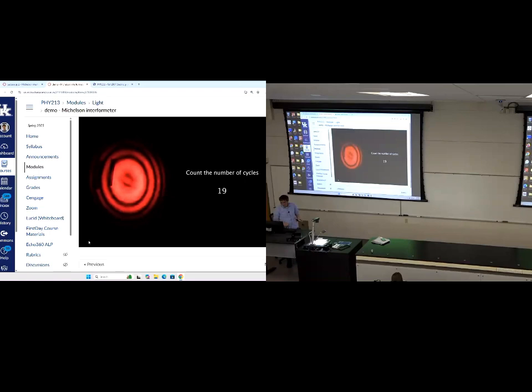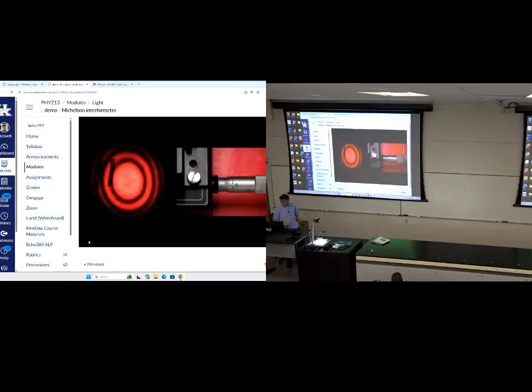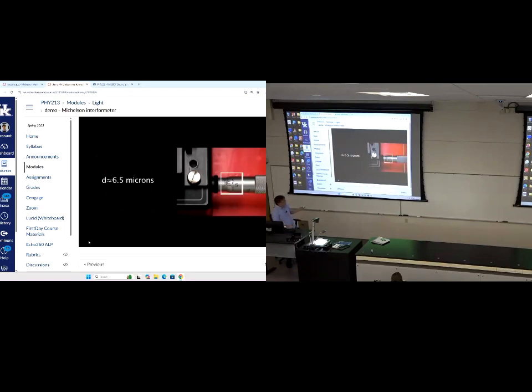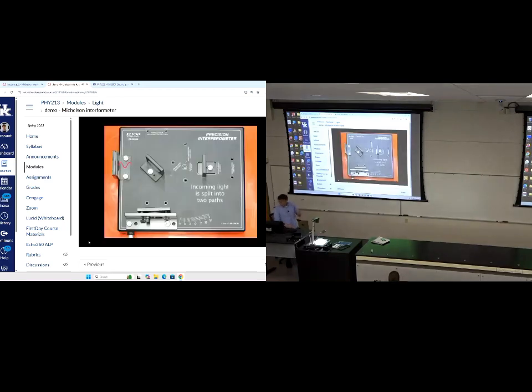I think he moves it, let's see, quite a few times. 20 times. He completed 20 complete cycles, and he's moved the mirror 6.5 micrometers. So using that information, using the number of fringe cycles, that's the uppercase N, and using the distance that you move the mirror, he could calculate the wavelength of the light. And that's how we use the interferometer. Okay, stop that.